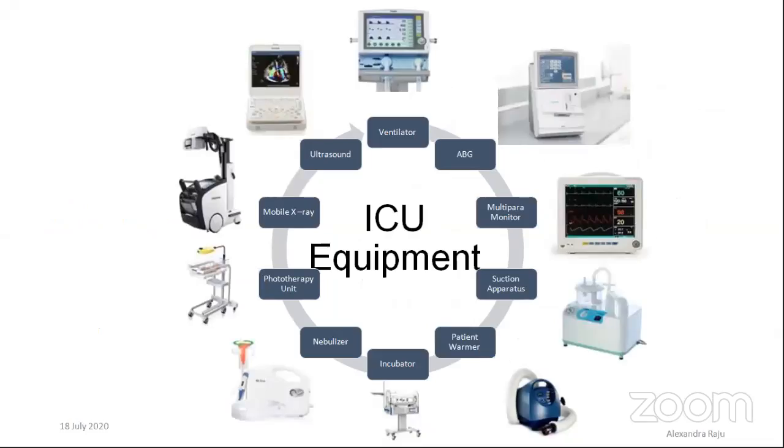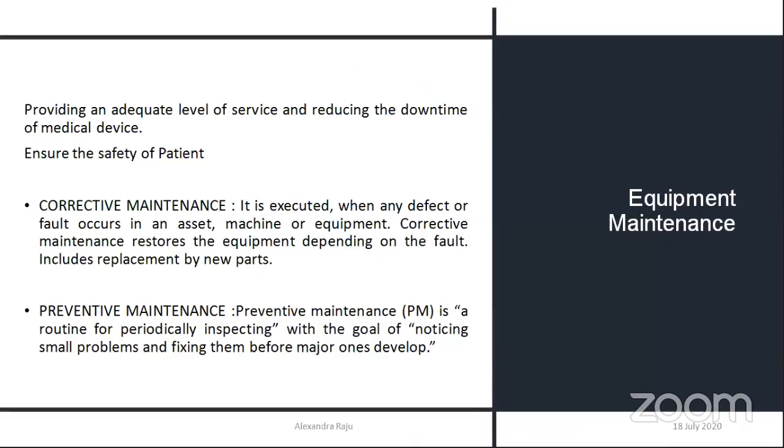The major equipment that are used in ICUs includes ventilator, the ABG or the blood gas analyzer, the multi-parameter monitor, suction apparatus, patient warmers, incubators in NICU, neonatal ICUs, and nebulizer, phototherapy unit again in NICUs, and mobile X-rays, ultrasound. So these are the major ICU equipment that are available. Sir, can you move on to the next slide?